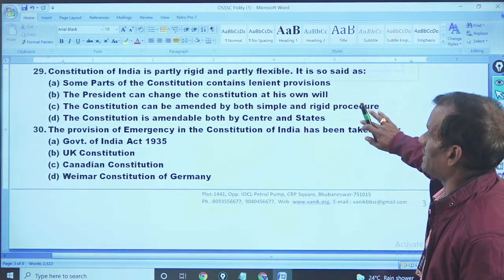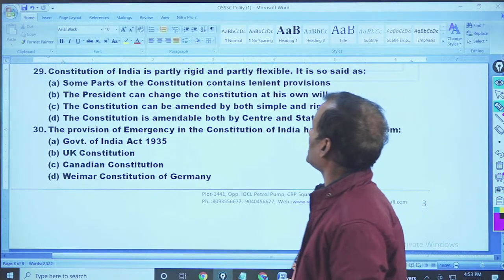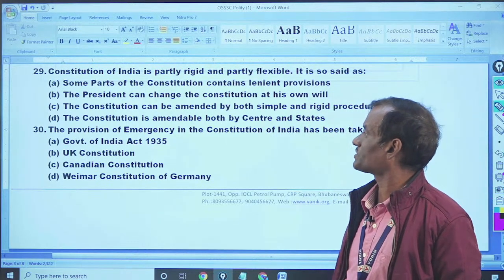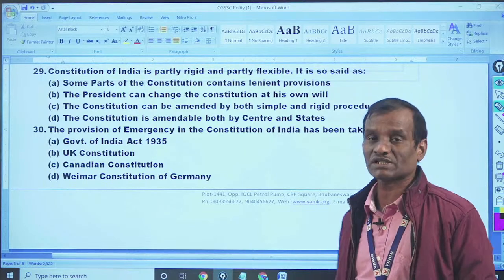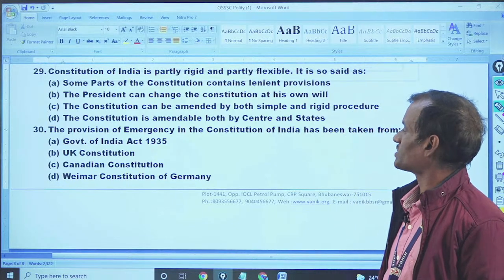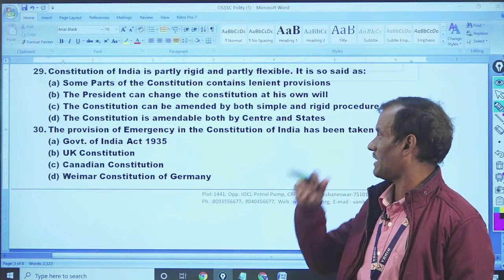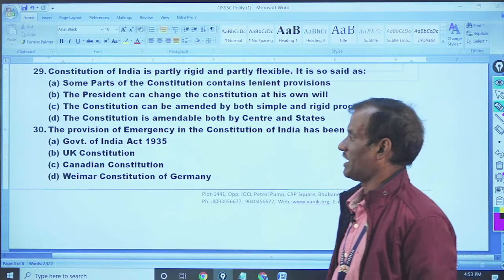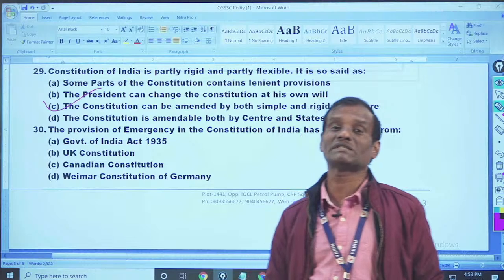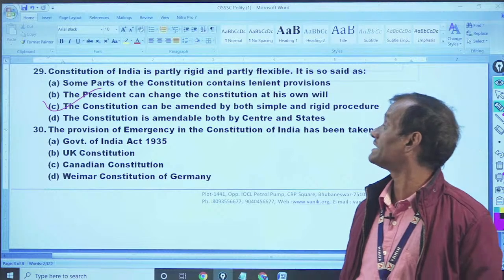Question 29: The Constitution of India is partly rigid and partly flexible. It is so said because some parts of the Constitution contain a lenient position? No. Can the President change the Constitution at his own will? No, not at all. The Constitution can be amended by both simple and special procedure. That is the correct answer. Remember, when it is amended by simple majority it is called flexible, and when it is amended by special majority it is called rigid procedure.